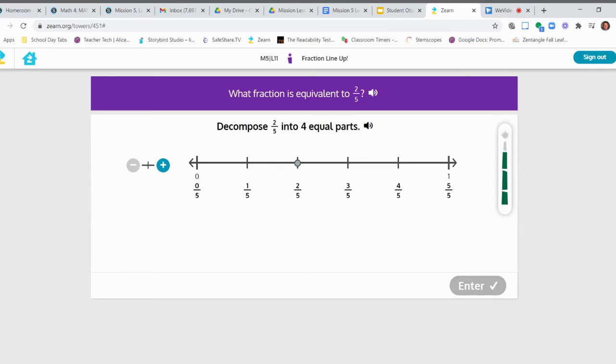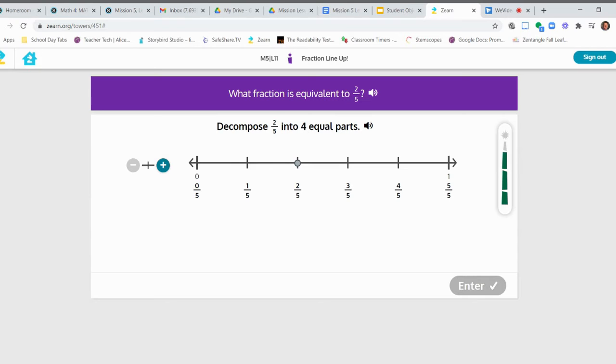Okay. It wants me to decompose 2/5 into 4 equal parts. So this can be a little tricky. What it really wants us to do is, here's 2/5, which already has that dot. Between 0 and 2/5, how many equal parts are there right now? There's 1, 2. Instead of 2 equal parts, it wants there to be 4 equal parts. So I'm going to add these little marks here.